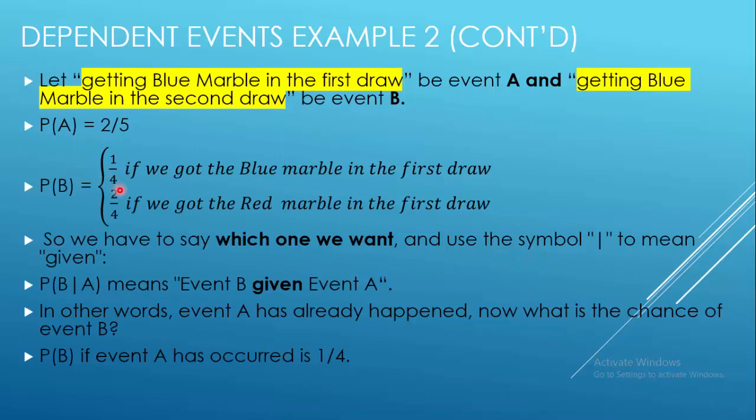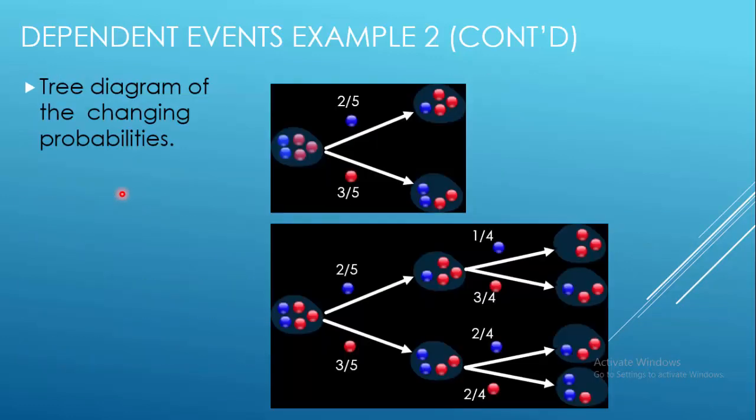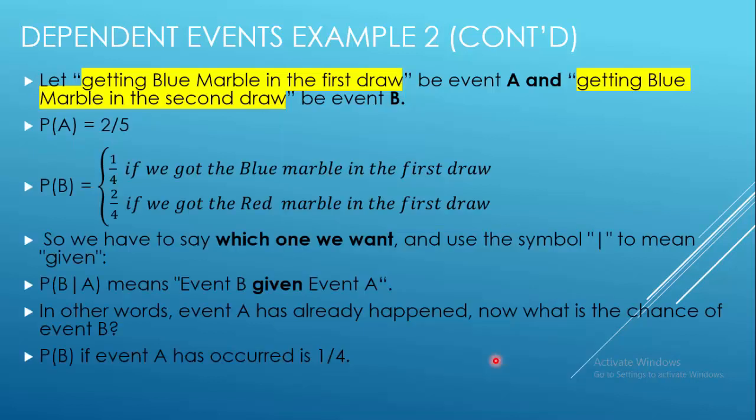then the probability of getting a blue marble in the second draw is 1 by 4. Here you can see. And if you got a red marble in the first draw, then in that case the chance to get a blue marble is 2 by 4.